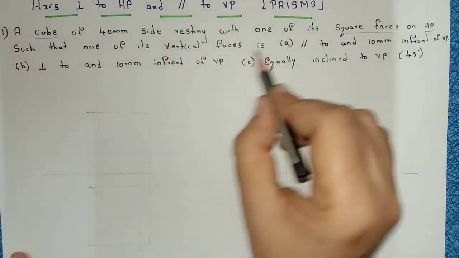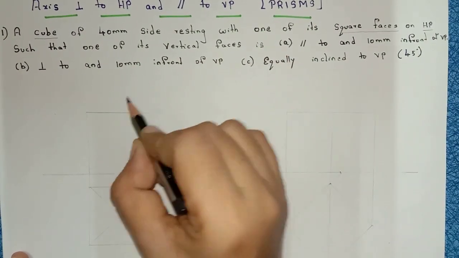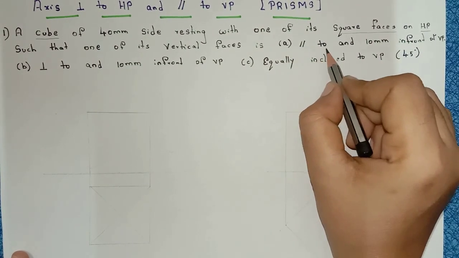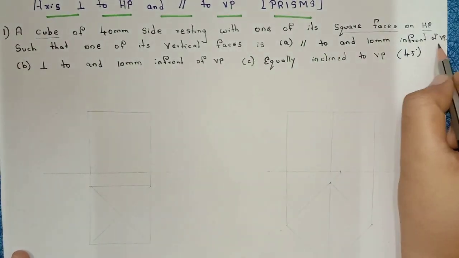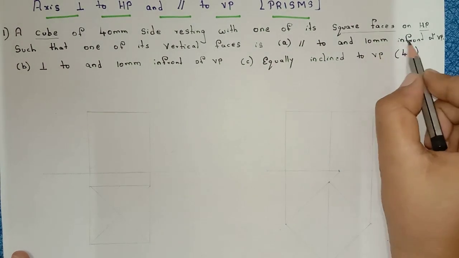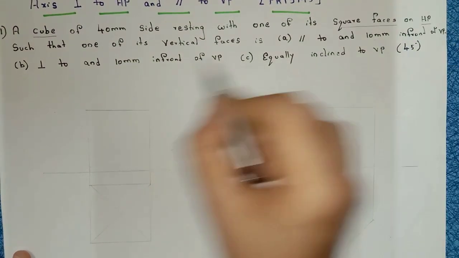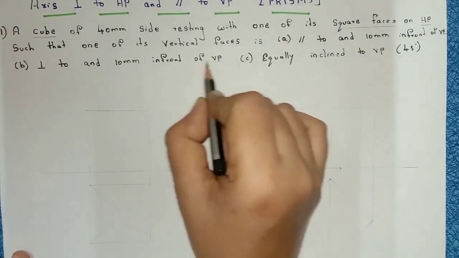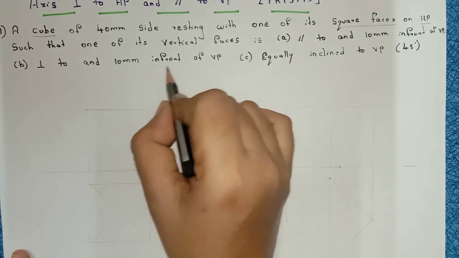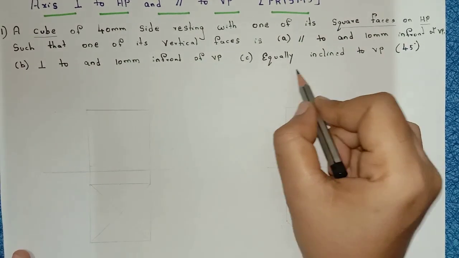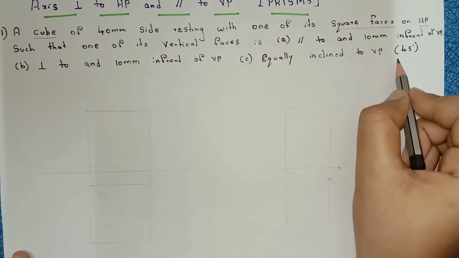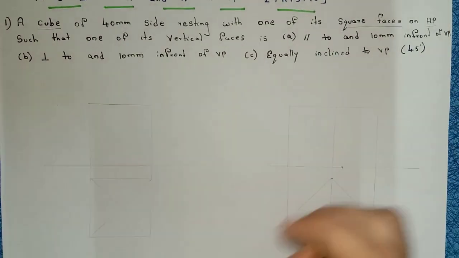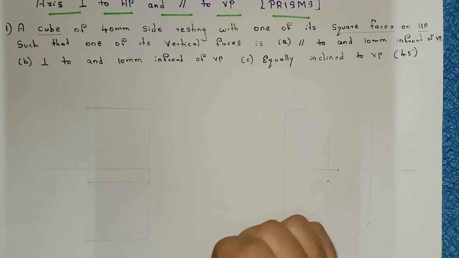Now they mention here A, B, C. What is A? One of its faces is parallel to VP and 10 mm in front of VP. B: one of its faces is perpendicular to VP and 10 mm in front of VP. C: equally inclined to VP. Equally inclined means the angle is 45 degrees. So let us start solving the problem.